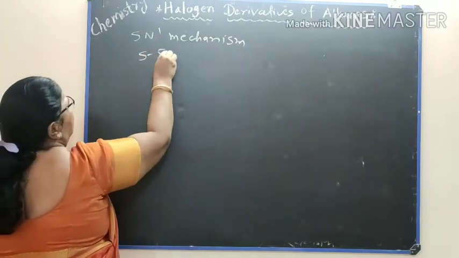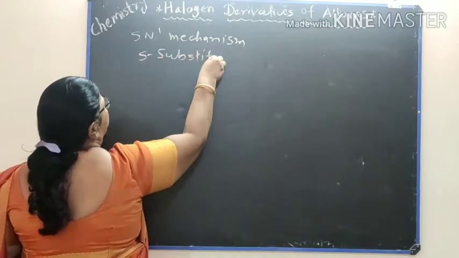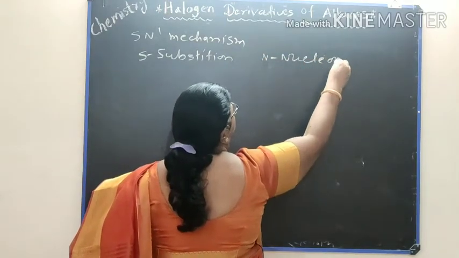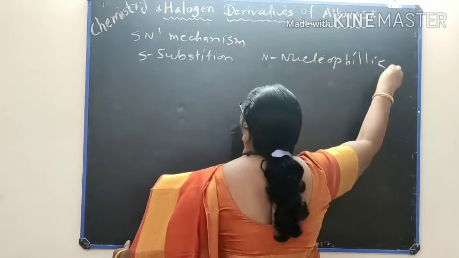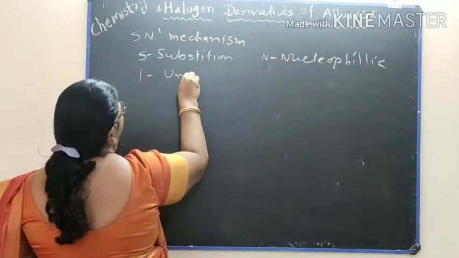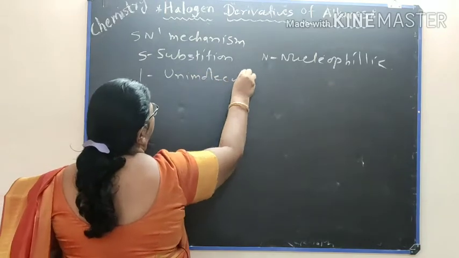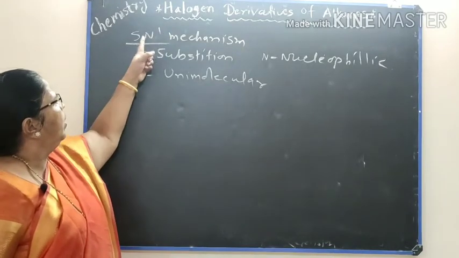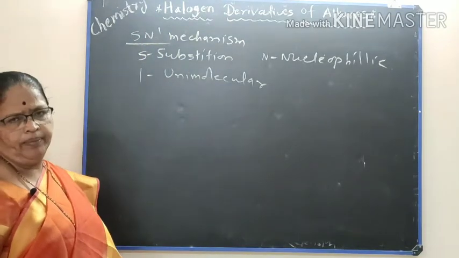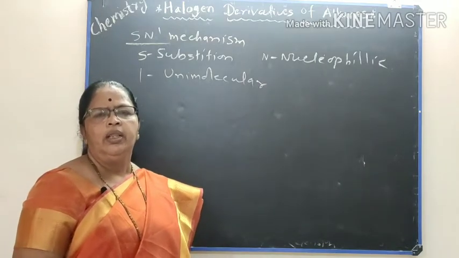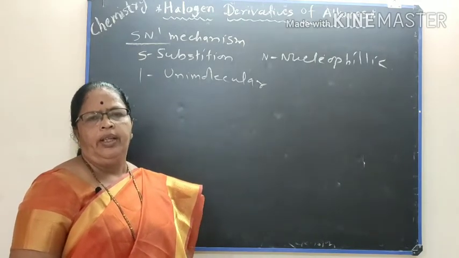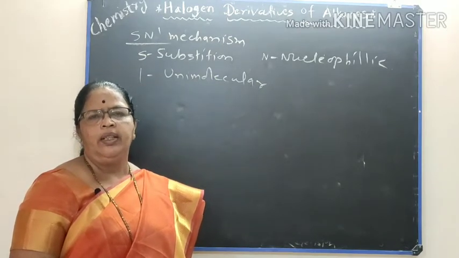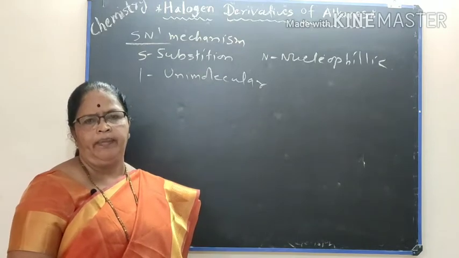S for the substitution, N for the nucleophilic, and 1 for the unimolecular. So SN1 is called the unimolecular nucleophilic substitution reaction. In the SN1 mechanism we will see the example of alkaline hydrolysis of tertiary butyl bromide.